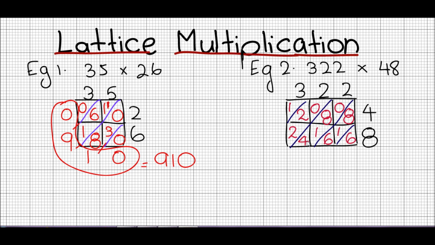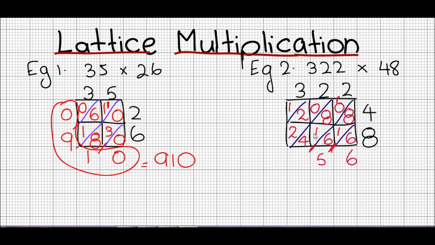And now we are ready for the next step, which is the addition. Let's do the addition now. So in this diagonal we have 6. So we write down 6 here. In this diagonal we have 6 plus 1, 7, plus 8, 15. Write down 5. Take over the 1.